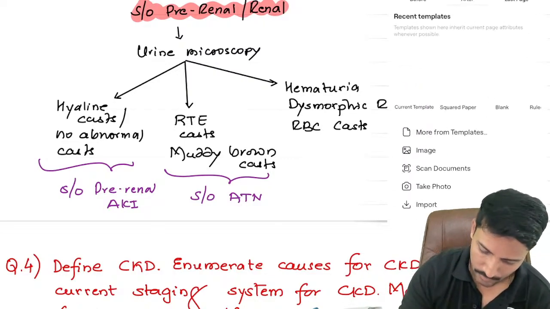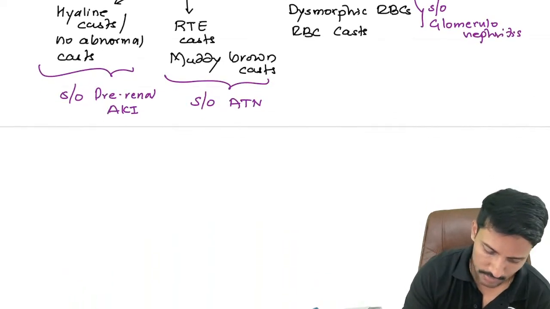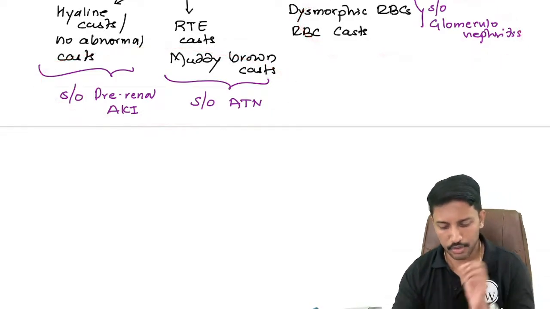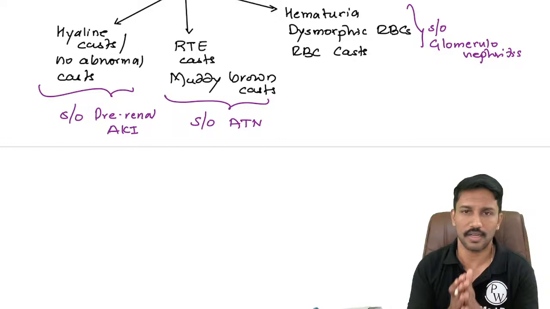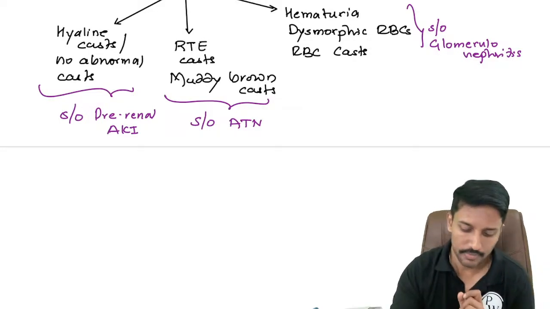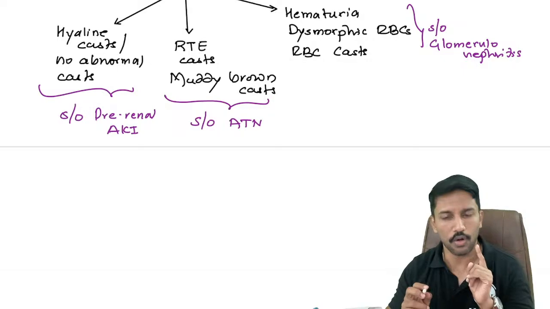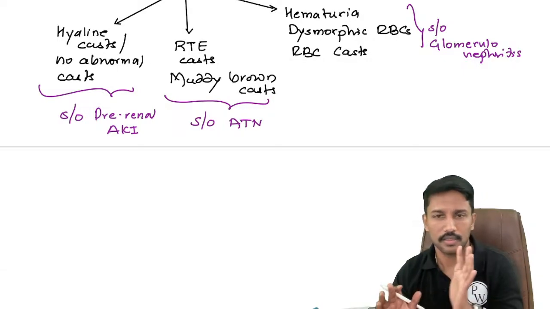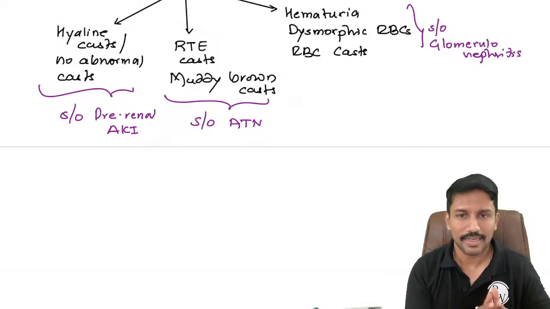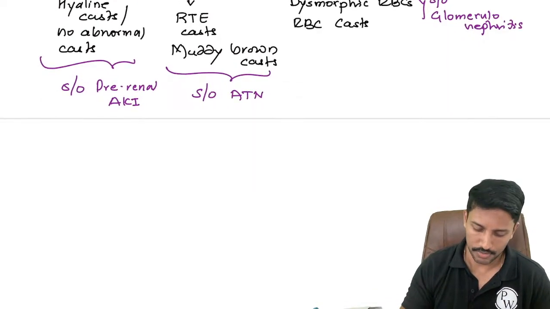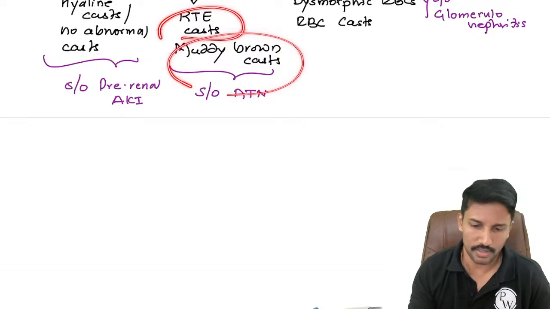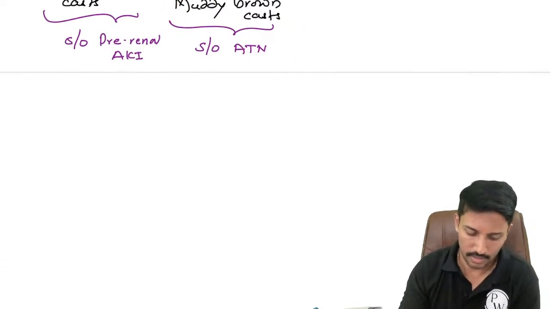Pre-renal AKI. But in many cases, the confusion will still prevail between pre-renal AKI and ATN, because this is pretty clear. If I see hematuria, dysmorphic RBCs, RBC casts, it has to be a case of glomerular injury. I have already told you, even a single RBC cast visible on the microscopy is always a glomerular pathology. But the differentiation of the other two requires further evaluation because it may not be very clear, or the RTE casts or muddy brown casts need not always be clearly evidenced.